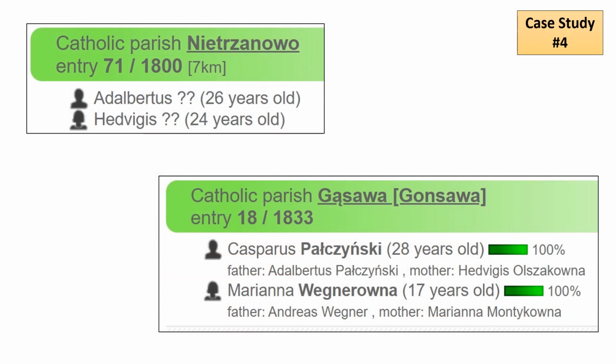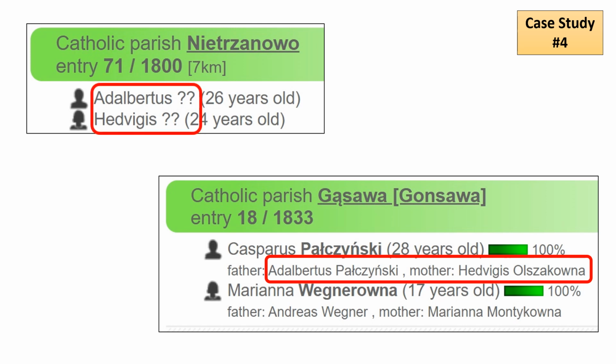For our fourth case study, we will demonstrate how old maps can be useful in solving some pretty challenging genealogical questions. As we have seen, Kasparas' parents were Adalbertus Pauczynski and Hedwigas Olszakowna, and we did find a marriage record for an Albertus and Hedwigas from about the right time in history, but with no recorded last names. So were Albertus and Hedwigas really the parents of Kasparas?